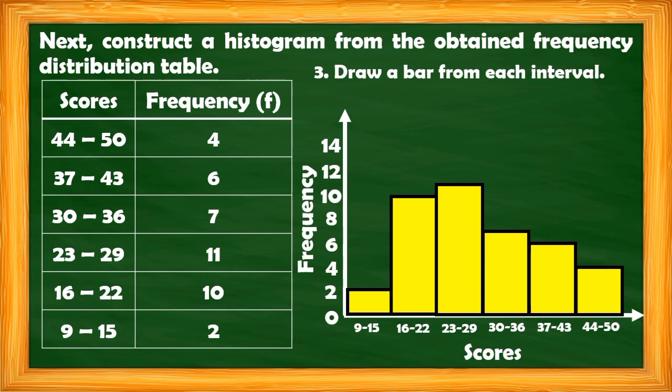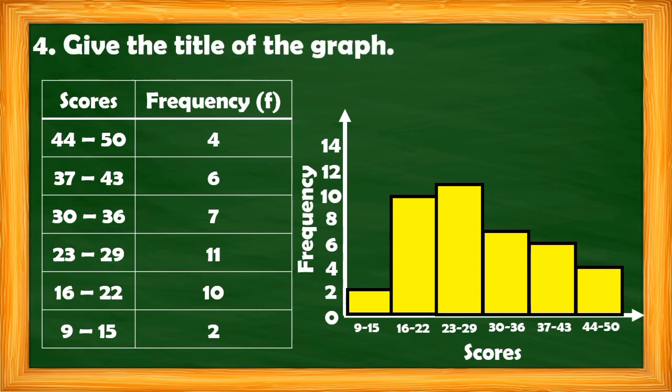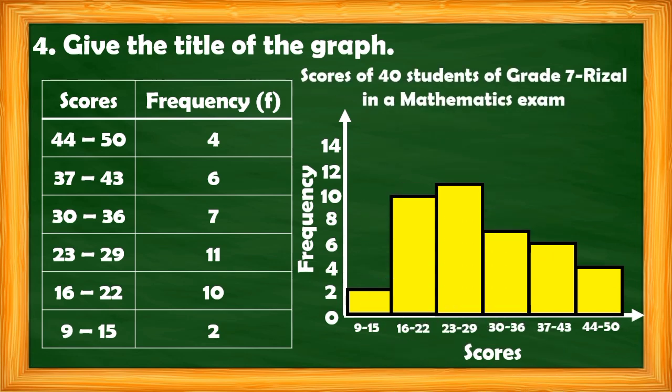So, ganyan po ang itsura ng histogram. Kitang-kita naman po natin yung mga bar, different length sila, and then without space. Unlike nga yung bar graph, kailangan dikit-dikit. So, give the title of the graph. So, ano ba yan? Nandun po sa title natin kanina, pwede nating ilagay na scores of 40 students of grade 7 result in a mathematics exam.